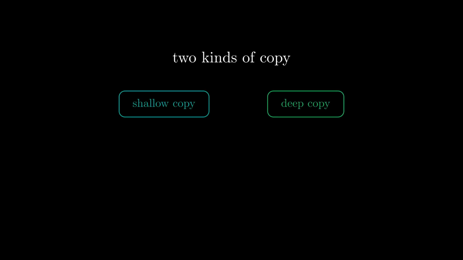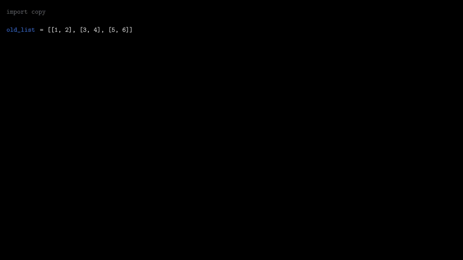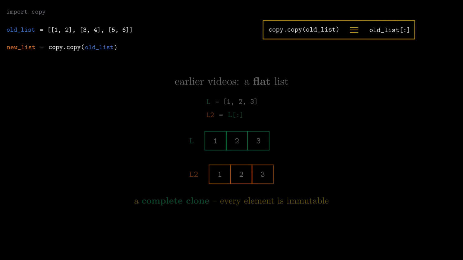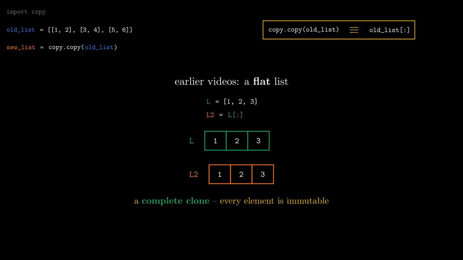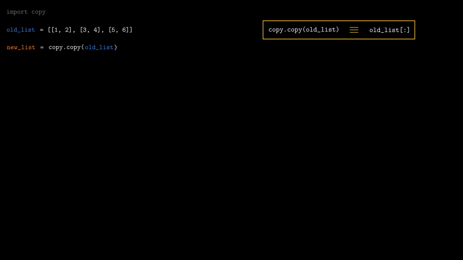Aliasing is not the only option. You can copy a mutable object, and there are 2 kinds of copy: shallow and deep. Take the shallow one first, import the copy library, then call copy.copy on old list. Writing old list followed by square bracket colon does exactly the same job. For the flat list of the earlier videos, the slice really was a complete clone because every element in them was immutable. Now the elements are lists themselves and the picture changes.